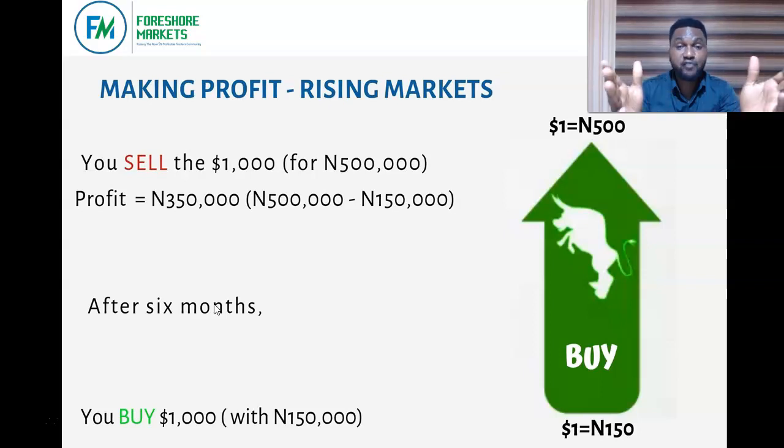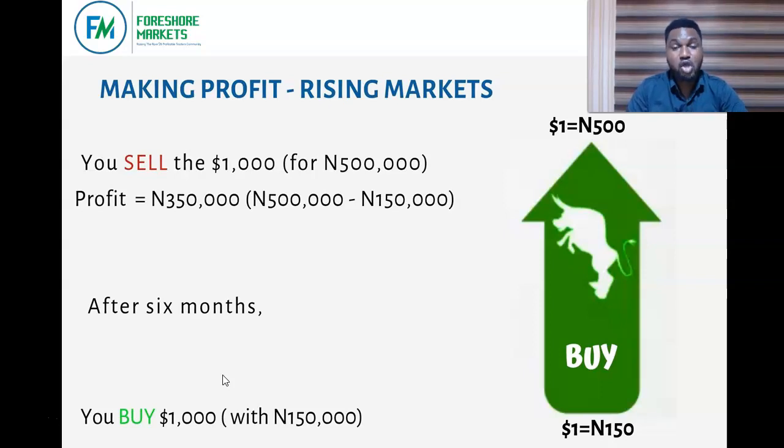Let's say, for example, you have 150,000 naira, and the prevailing exchange rate, and this is a hypothetical situation, between the dollar and the naira is 150 naira to $1. So to get $1, you need to part with 150 naira. So 150 naira to $1, that's the current exchange rate.